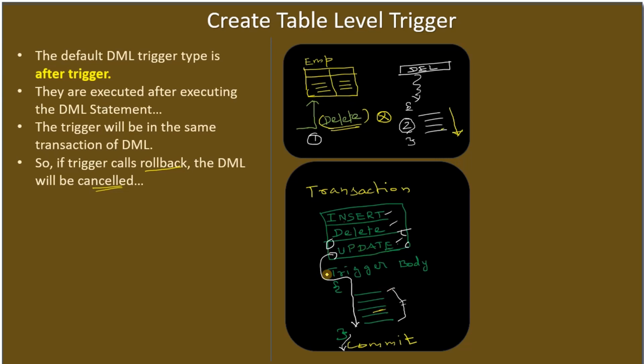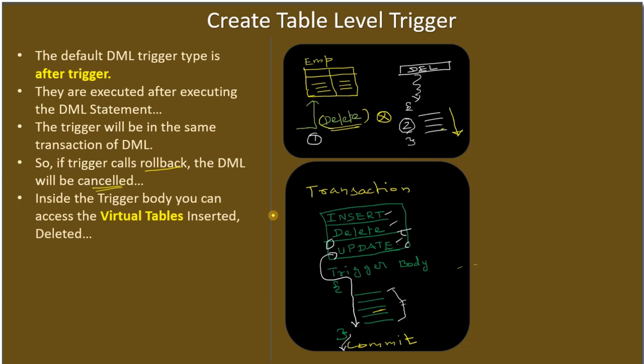Not only that, when the update is going on here, you can even perform some logging, or you can make an insert on some other table. All those things you can perform in the trigger body. But here we are talking about rollback, right? So if you make a call to rollback here, it will cancel the actual DML statement. Inside the trigger body, you can access the virtual tables inserted as well as deleted.